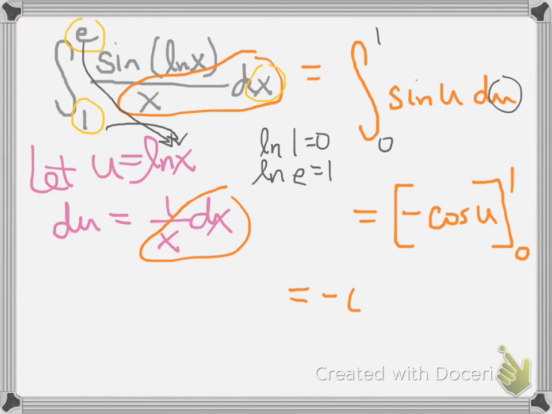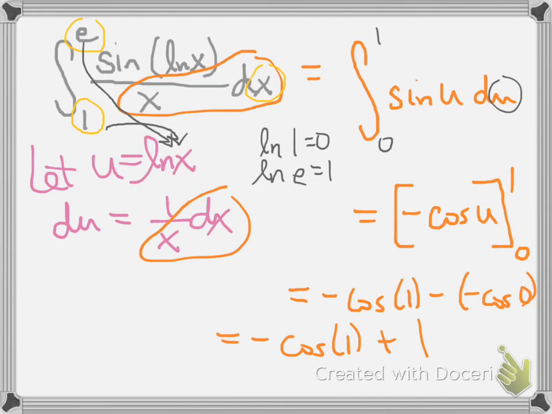So this becomes negative cosine of 1 minus negative cosine of 0. Cosine of 1 is a value. I don't even know what cosine of 1 is. I could look it up on a calculator if I wanted, but I'm not going to. Cosine of 0, however, we should all know is 1, so this is minus a negative 1, which of course would be a plus 1. So the answer to this is negative cosine of 1 plus 1. Hopefully you got that as well. I'm going to pause and go find a new problem for you guys.